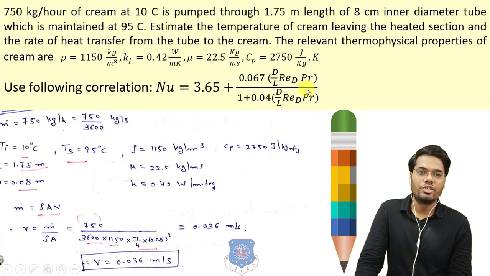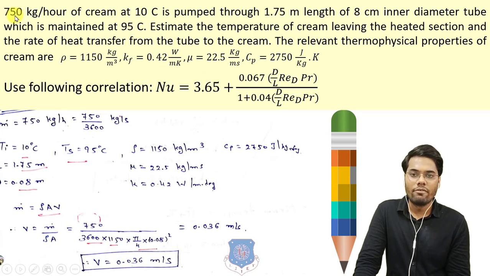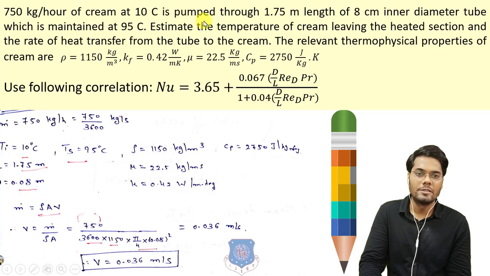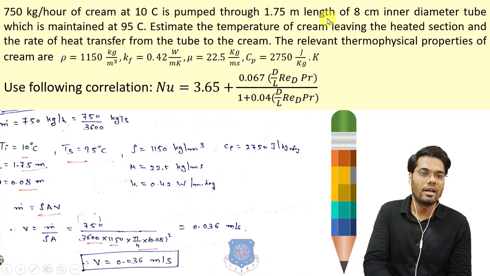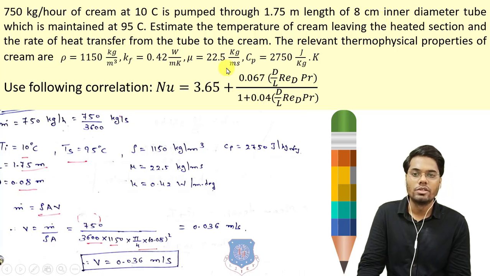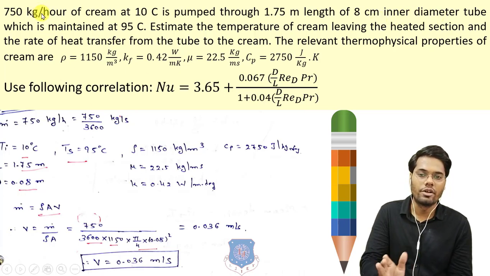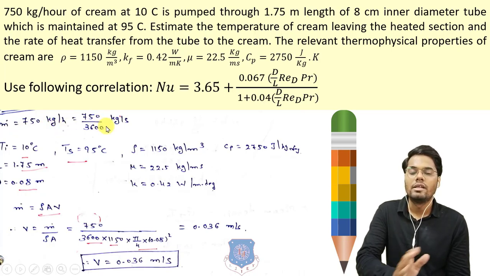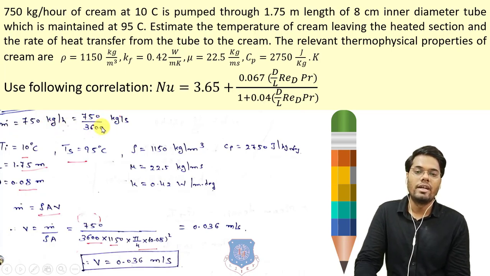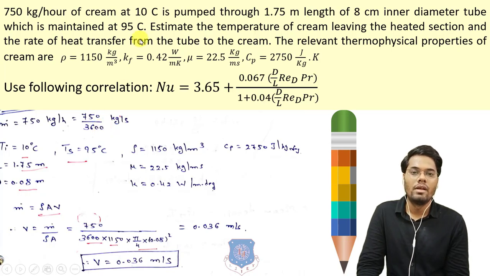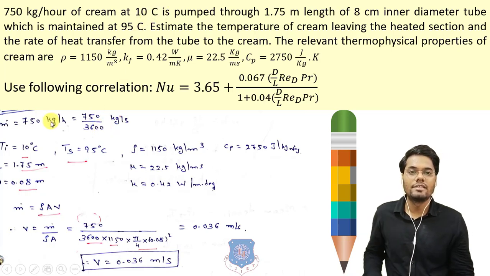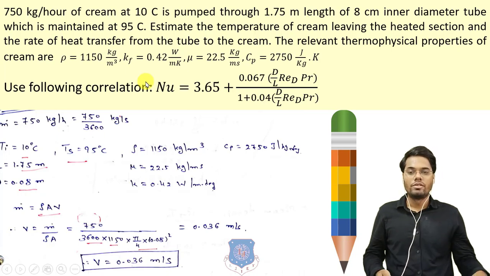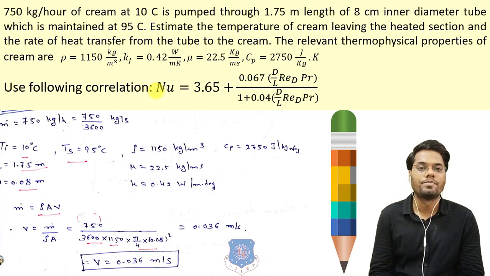Moving towards the next question, 750 kg per hour of cream at 10 degrees Celsius is pumped through a 1.75 meter length and 8.87 centimeter inner diameter tube. So here the mass flow rate of the cream is already given, which is 750 kg per hour. Converting into kg per second, dividing by 3600, we will get kg per second. At 10 degrees Celsius, so 10 degrees Celsius is the initial temperature of the cream. So Ti is our 10 degrees Celsius.